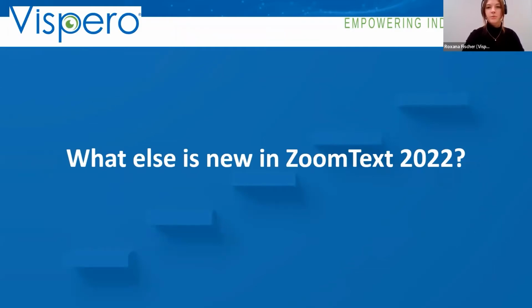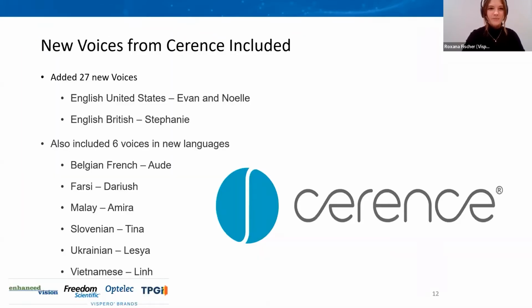So what else is new in ZoomText besides the quick access bar? We also added new voices from Cerence to it. And Cerence is now owned also by Nuance. And these new voices use the idea of deep learning to create a more natural way of speaking. And we have 3 new English ones. 2 are US voices and 1 is a British voice.